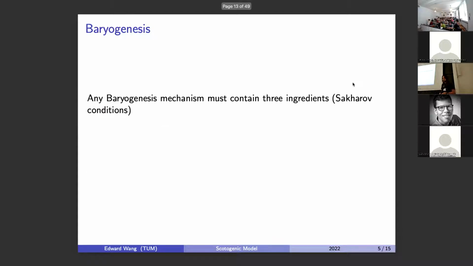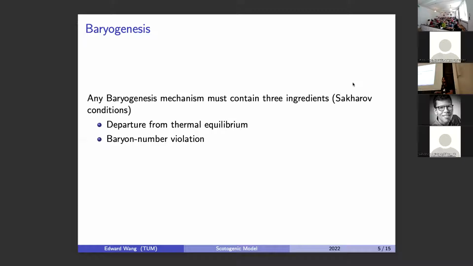Okay, now let's look a bit at baryogenesis. Any baryogenesis mechanism must fulfill the three so-called Sakharov conditions. The first one is departure from thermal equilibrium, because the asymmetry has to be produced dynamically, and in thermal equilibrium, essentially nothing changes, nothing evolves. The second thing is baryon number violation, which is clear. And the third one is CP violation.